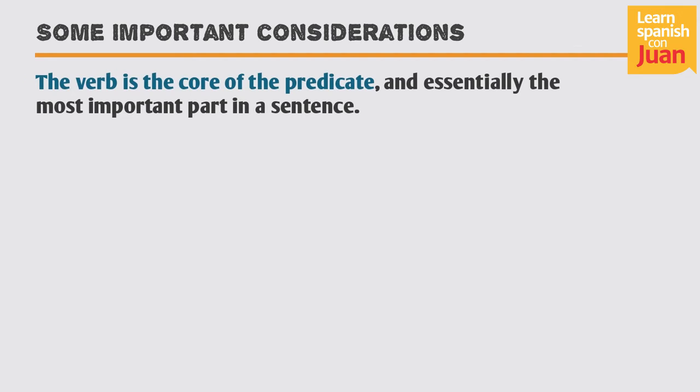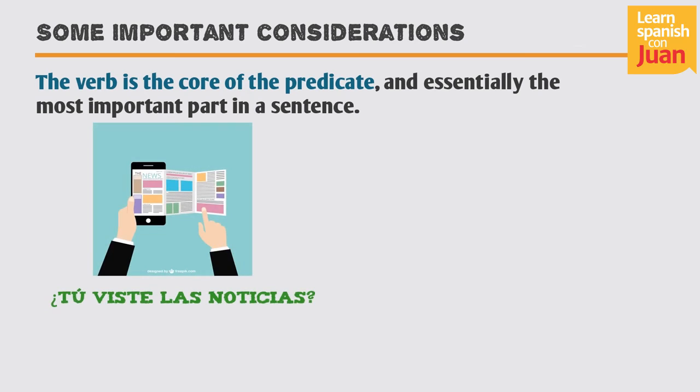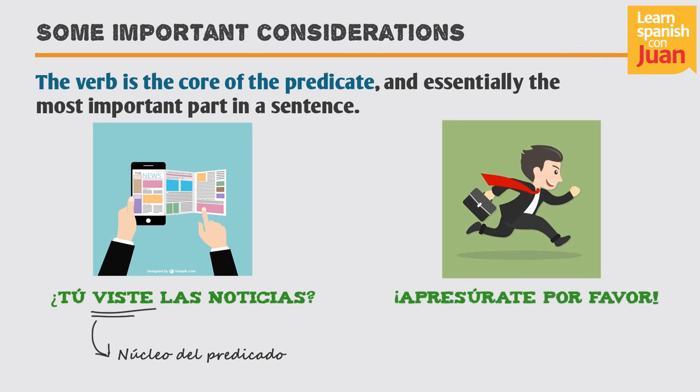The verb is the core of the predicate, and essentially the most important part in a sentence. Let's take a look at these two examples. ¿Tú viste las noticias? Where viste from the verb ver is the core of the predicate. Apresúrate, por favor, where apresurarse is the verb and the core of the predicate.